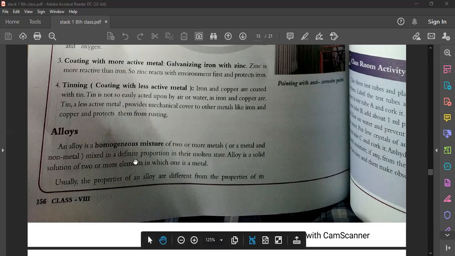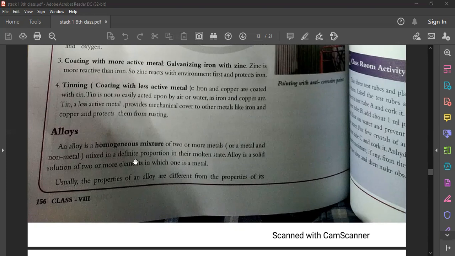Alloy means what? A homogeneous mixture of two or more metals, or between a metal and a non-metal. But can we mix two metals in the solid state and make an alloy? No, sir. Then how to form alloys? In their molten state. First, we have to convert the metal from solid state to the liquid state. Then we'll mix the two hot liquids, right?